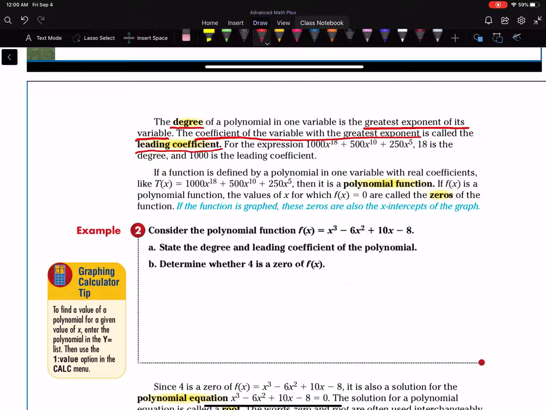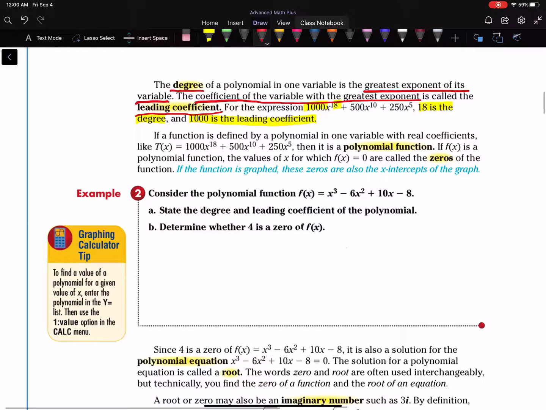Very, very simple. So for example, they give 1000x to the 18th plus 5x to the 10th plus 250x to the 5th. 18 is my degree because it is the highest exponent, and 1000 would be the leading coefficient because it is the number that's in front. Okay, so it's pretty simple, pretty straightforward.